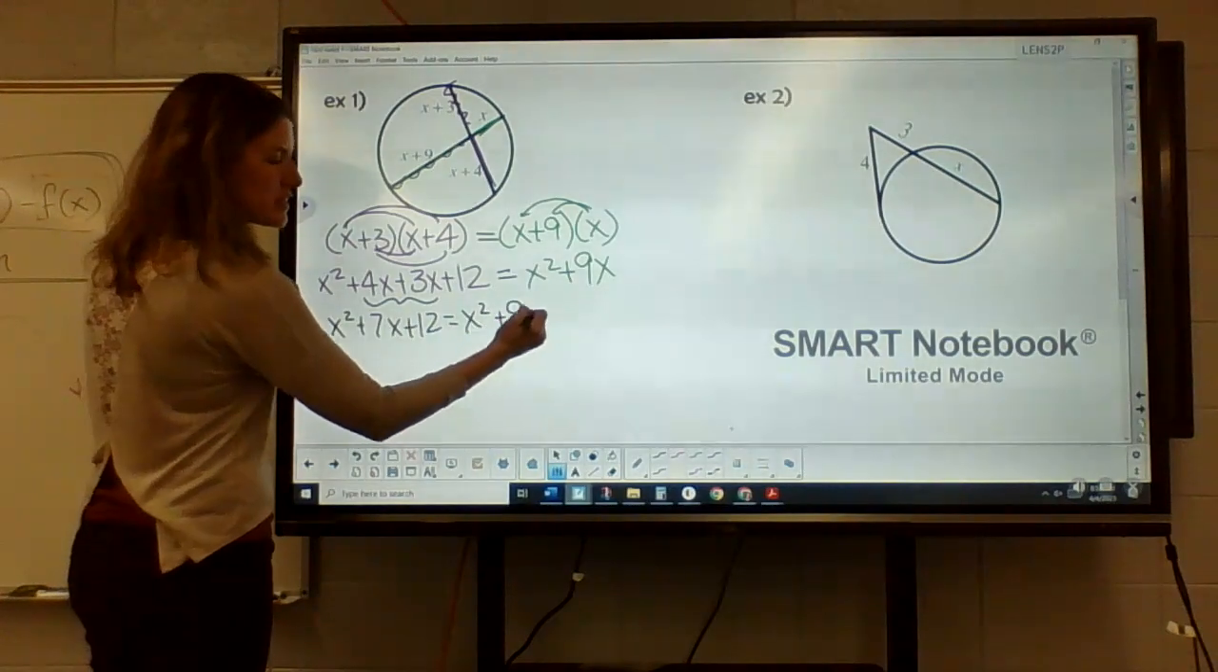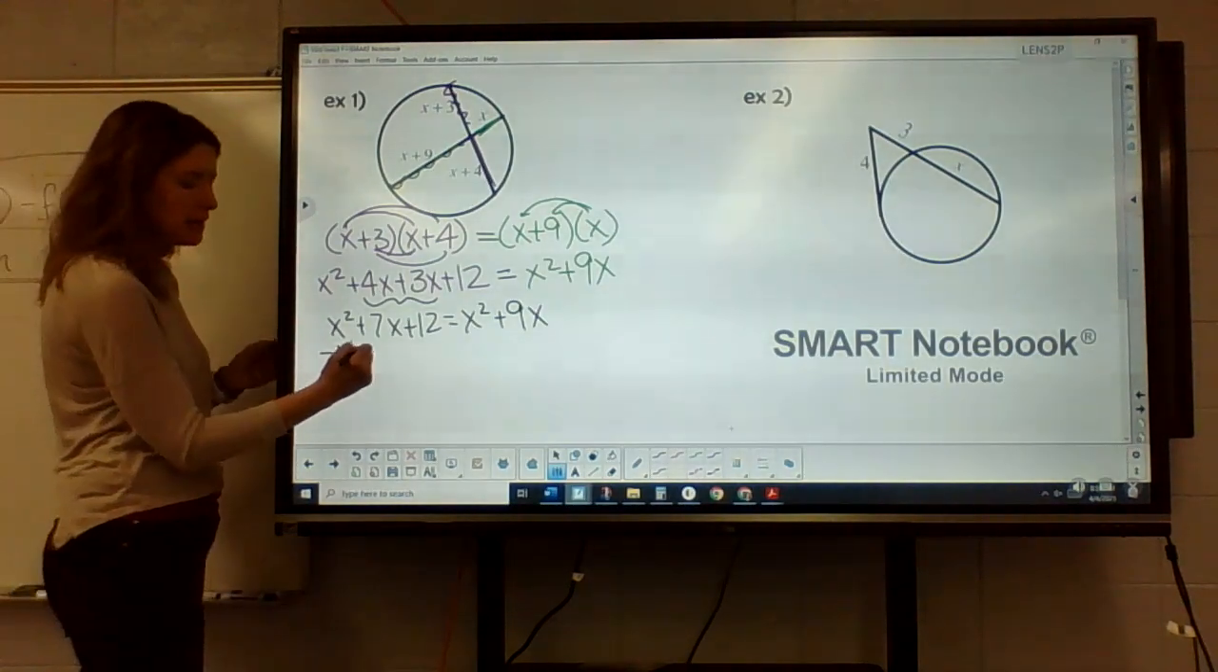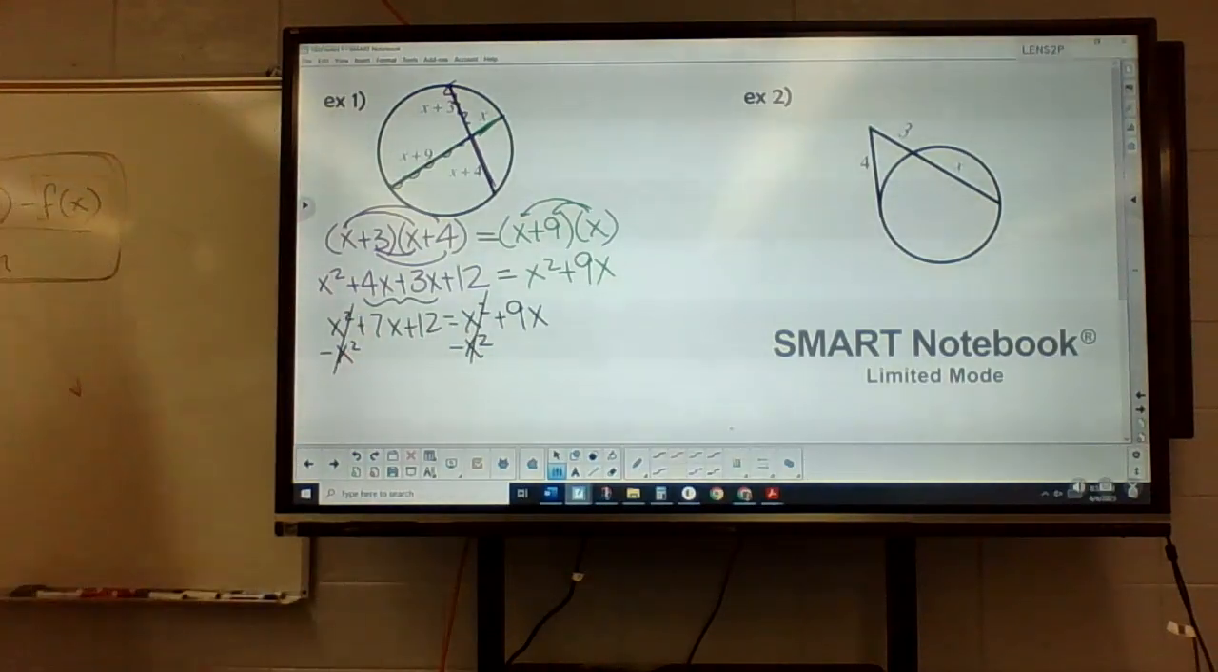And what do you guys notice that you can do? You can cancel what? The x squareds are on each side. So I can take them away. And this is very nice, and we like that this happens because we don't want to have to solve something in the x squared. That makes it a lot more complicated.